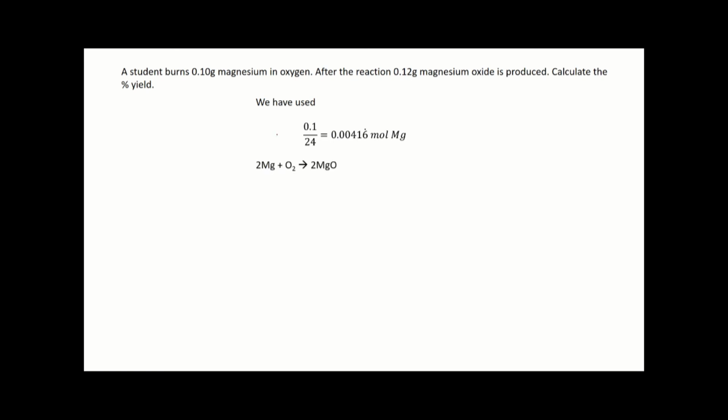We then need an equation. We can work out from the equation that because this number 2 and this number 2 here are the same, for every 2 particles of magnesium we make 2 particles of magnesium oxide. Therefore, for every 1 particle of magnesium we make 1 particle of magnesium oxide. So we know that we're starting with 0.00416 moles of magnesium, so therefore we will get the same number of particles of magnesium oxide. Now if we want the mass of magnesium oxide that we're expecting, we simply take that number of moles and we multiply it by the relative mass of magnesium oxide, which is 40, and that would be 0.17 grams of magnesium oxide. That's our expected yield.